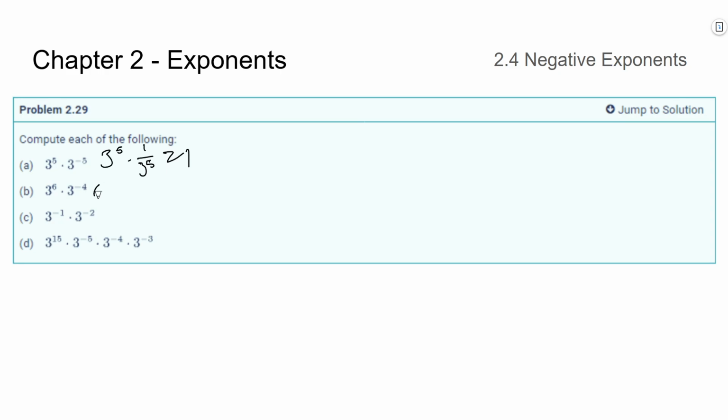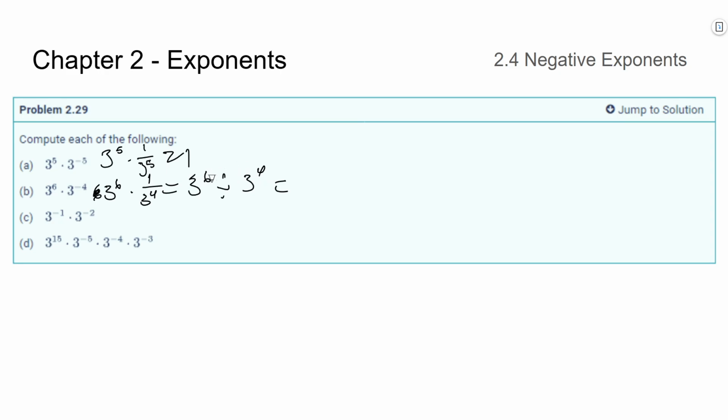Okay, so we have 3 to the 6th times 1 over 3 to the 4th. Okay, let's go ahead and change this. This is multiplying a reciprocal, which is the same thing as division, right? So we'll have 3 to the 6th divided by 3 to the 4th.